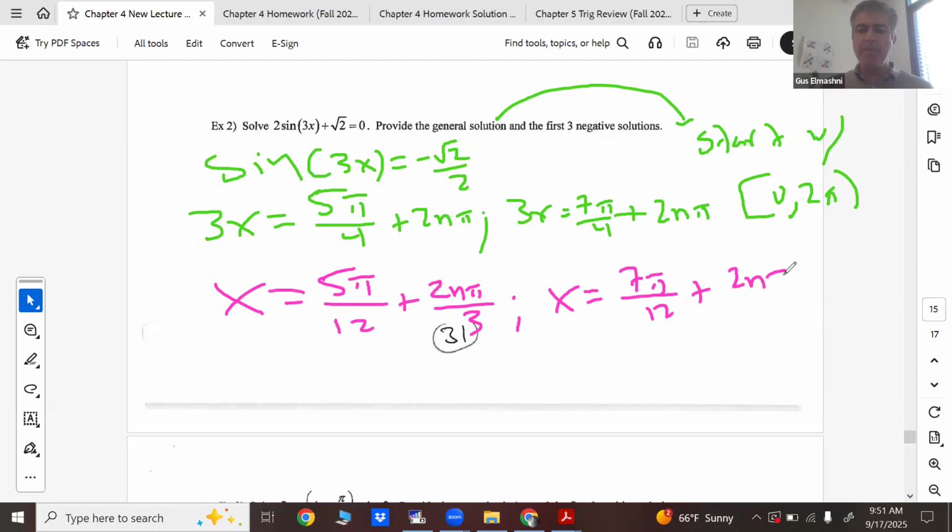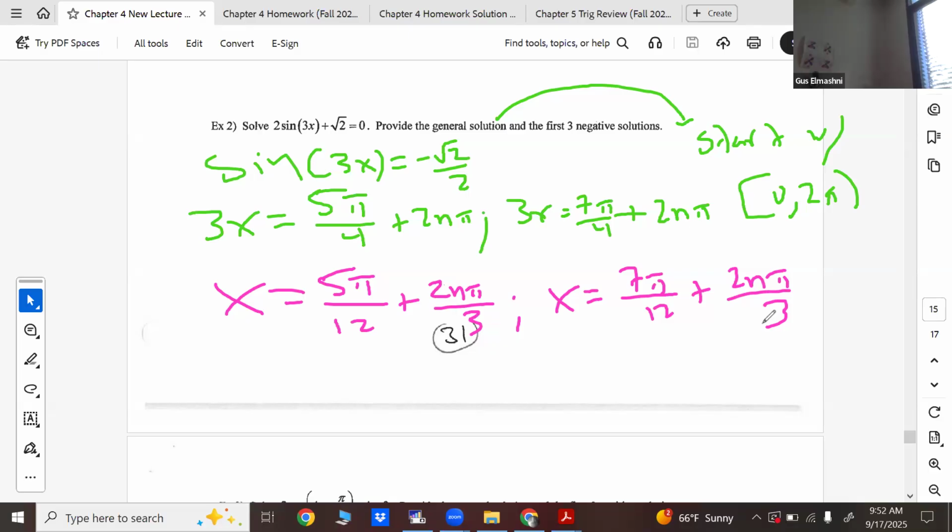So as you can imagine, there's going to be several answers in that first rotation. So 5 pi over 12, 7 pi over 12. And then think about 2/3. What's 2/3 as a fraction with 12 in the denominator? That's 8 twelfths. So 13 pi over 12, 15 pi over 12, that's still in the first rotation. Add 8 pi over 12 and do it again. 21 pi over 12, 23 pi over 12.